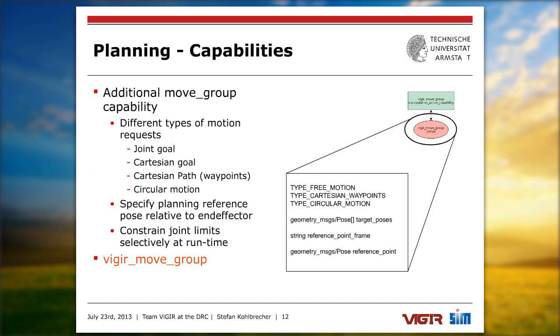In terms of planning capabilities, we made a separate Move Group plugin that basically replicates what MoveIt already can do, but also supports different kinds of motion simultaneously. You can specify joint goals, Cartesian goals, Cartesian waypoints, and also specialized circular motion, because that's often used in the DRC for driving, for turning a wheel, for opening a door, for drilling a hole in a wall. We also added the ability to specify a reference pose relative to the end effector, because if you want to drill a hole in the wall, you want to specify the drill bit of the drill as a reference frame. And we can also constrain the joint limits selectively at runtime. That was important for this humanoid system.